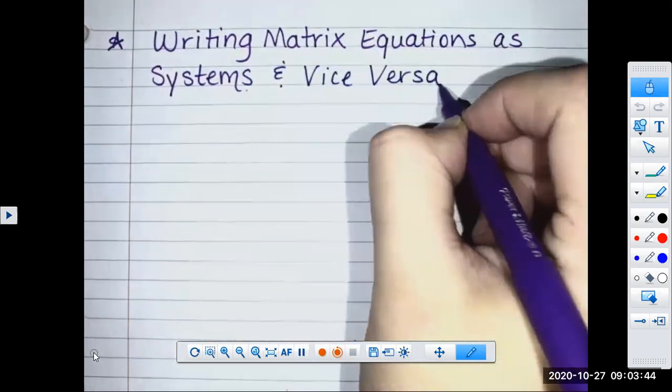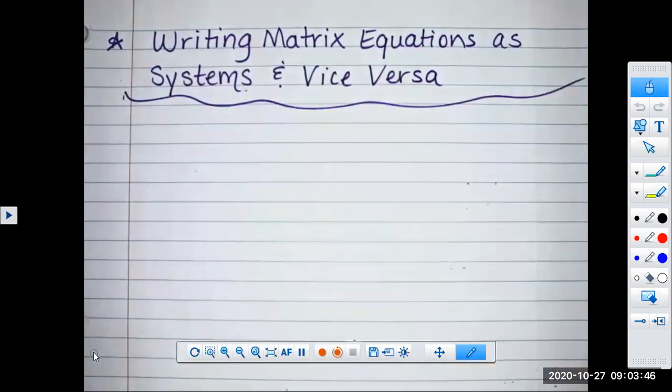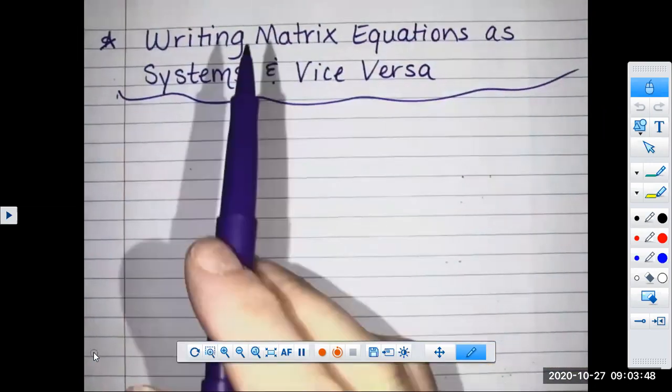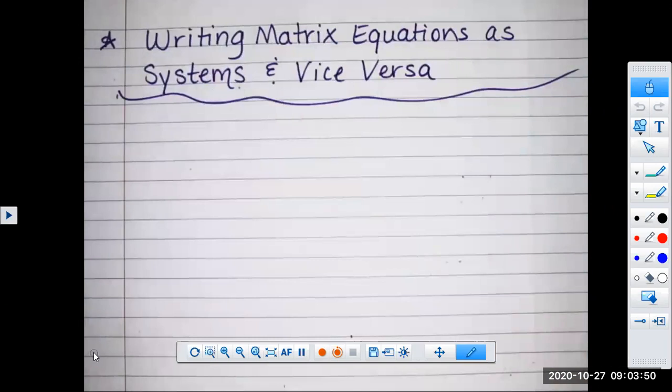All right, next thing we're going to look at, and we're getting close to being done, is writing matrix equations as systems and vice versa. So back in 8.1, and what you're going to have to do on your test as well, is write a system, like given to you in XYZ or XY, in augmented matrix form. In 8.4 and 8.5, they may either give you the equations, or they may give you something like this.